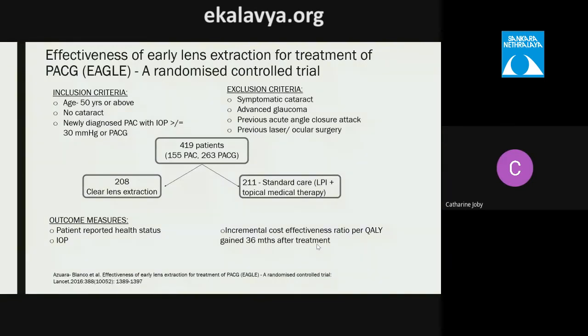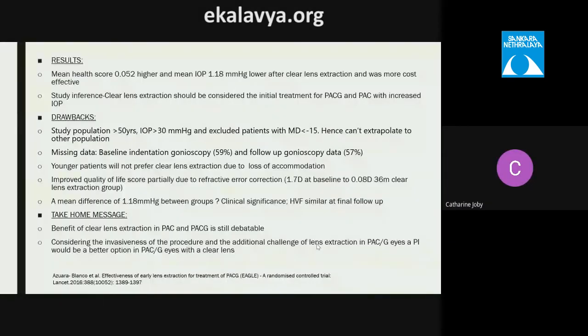Into the results, the mean health score was 0.052 higher, and mean intraocular pressure was 1.18 millimeters of mercury lower after clear lens extraction, and it was more cost-effective than the standard treatment. The study inference was that clear lens extraction should be considered the initial treatment for primary angle closure glaucoma and primary angle closure with increased intraocular pressure.